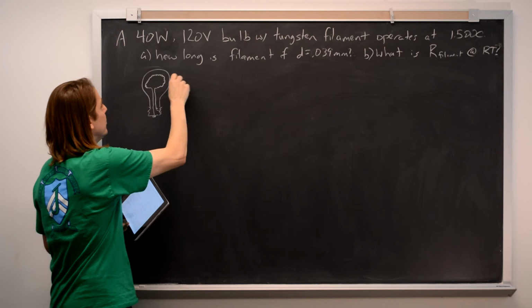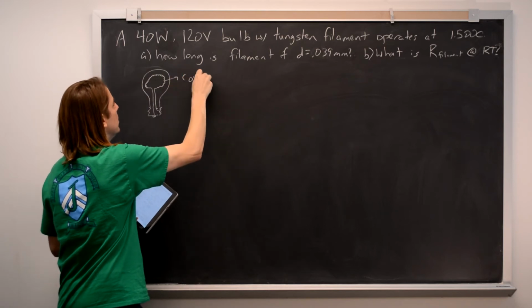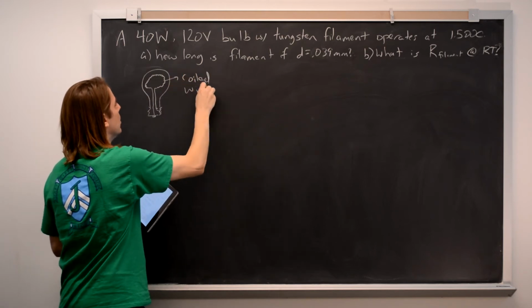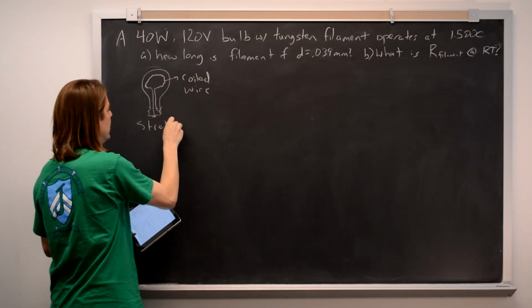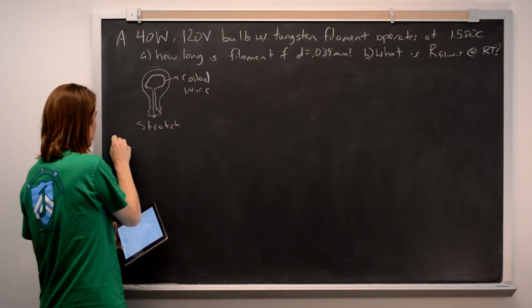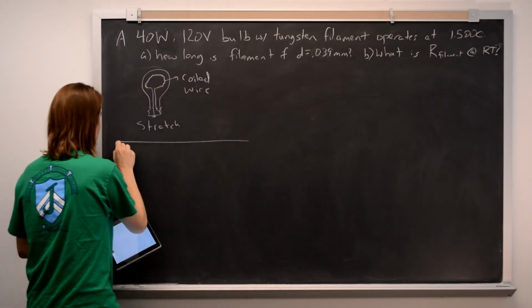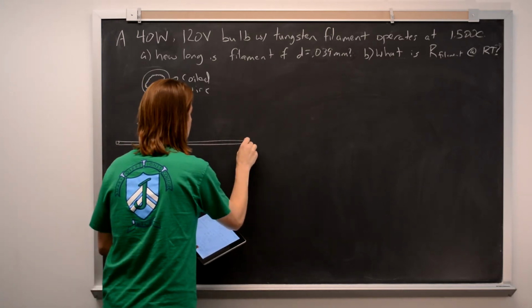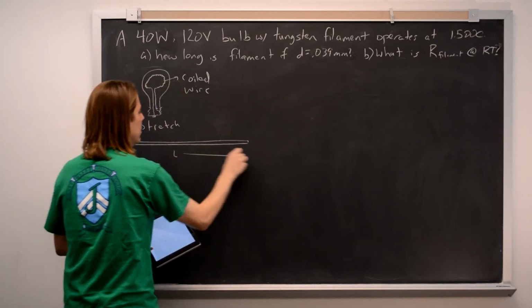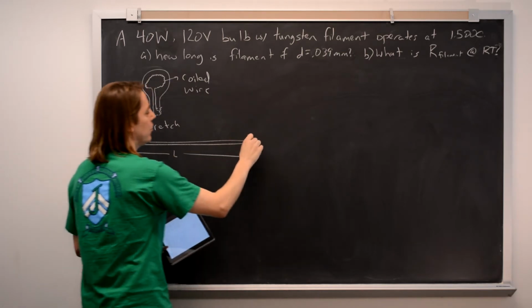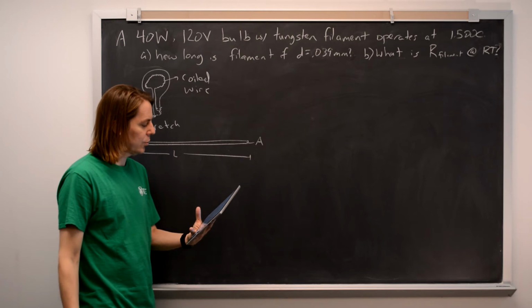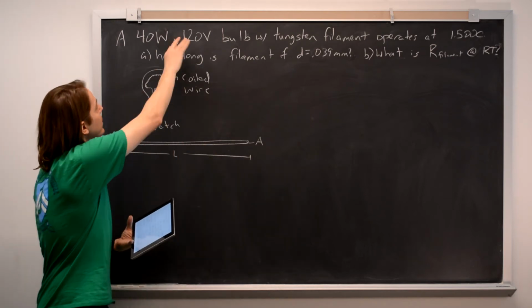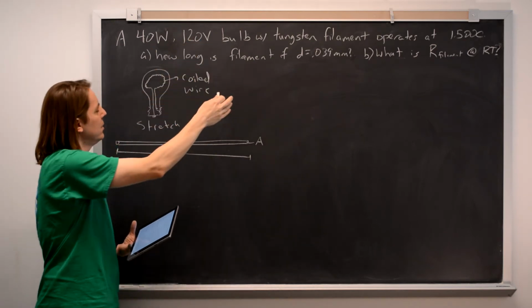All right, so this is really just a coiled wire. Okay, now let's stretch it out and see what we have, and then we have the geometry that we understand. We have a long wire of length L and some cross-sectional area A. That's what we need to work the problem. So you're given these electrical characteristics and asked how long is the wire.